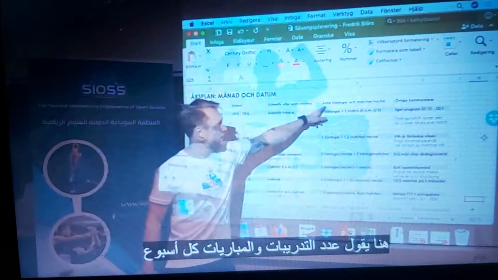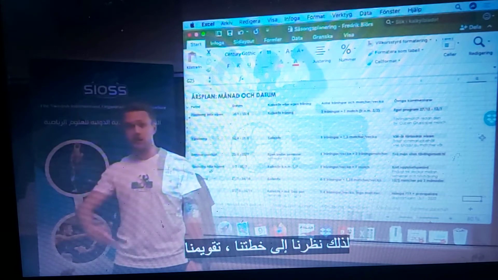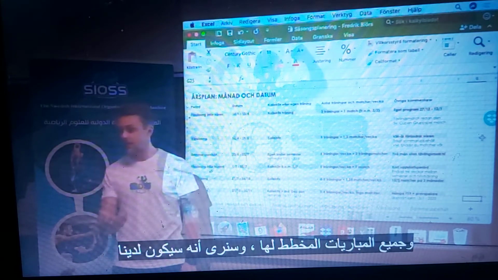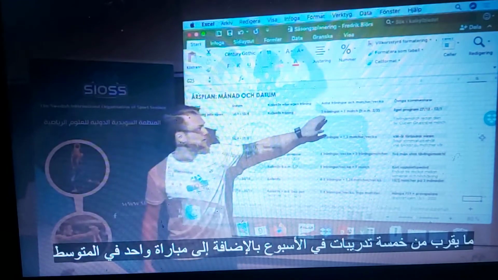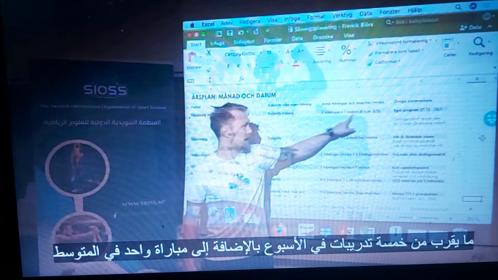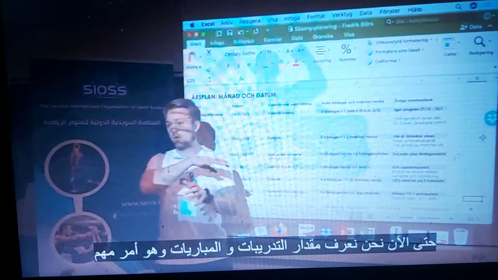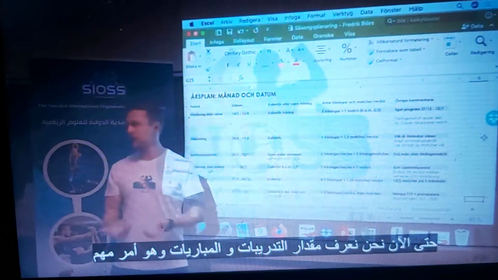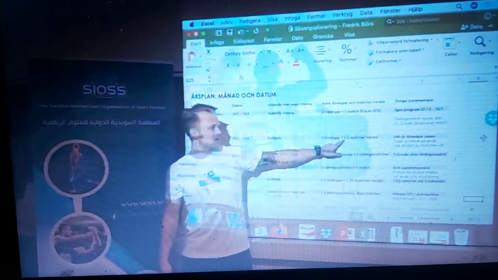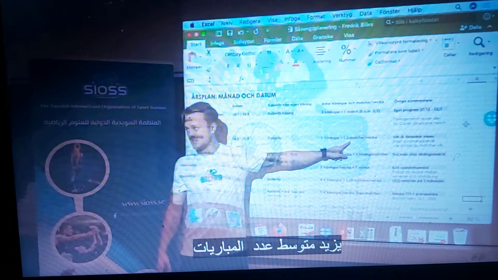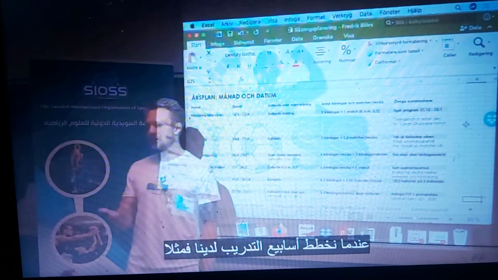Here it says number of trainings and games every week. So we look at our plan, our calendar, and all planned games, and we will see that we will have approximately 5 trainings a week plus 1 game average from the 2nd of February. So now we know the amount of training and games, which is important. And we can see that when the season starts, the number of average games increase. And we need to take that into account when we plan our training weeks, for example.